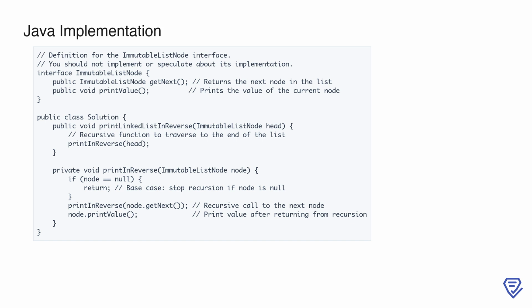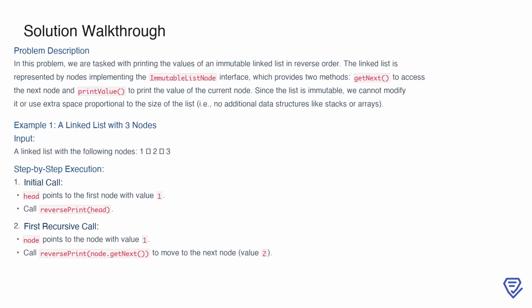The solution adheres to Java conventions and ensures clarity and simplicity. In this problem, we are asked to print the values of an immutable linked list in reverse order. The key challenge here is that the linked list is immutable, meaning we cannot modify it or store its elements in additional data structures like arrays or stacks to reverse the order.